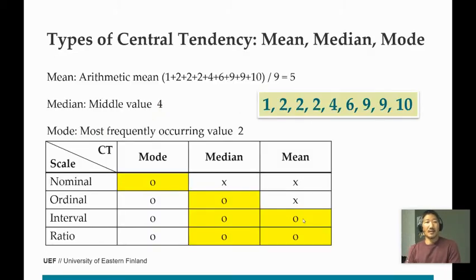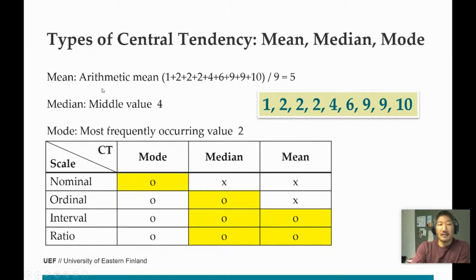The second topic is the types of central tendency. There are three types: mean, median, mode. You probably heard about them while you are reading the newspaper or some articles. But simply the mean is an average, the arithmetic mean. For instance, if there are 9 numbers here, 1, 2, 2, 2, 4, 6, 9, 9, 10, the mean is the sum of these values divided by the number of values, which equals 5. So the mean of this data is 5.